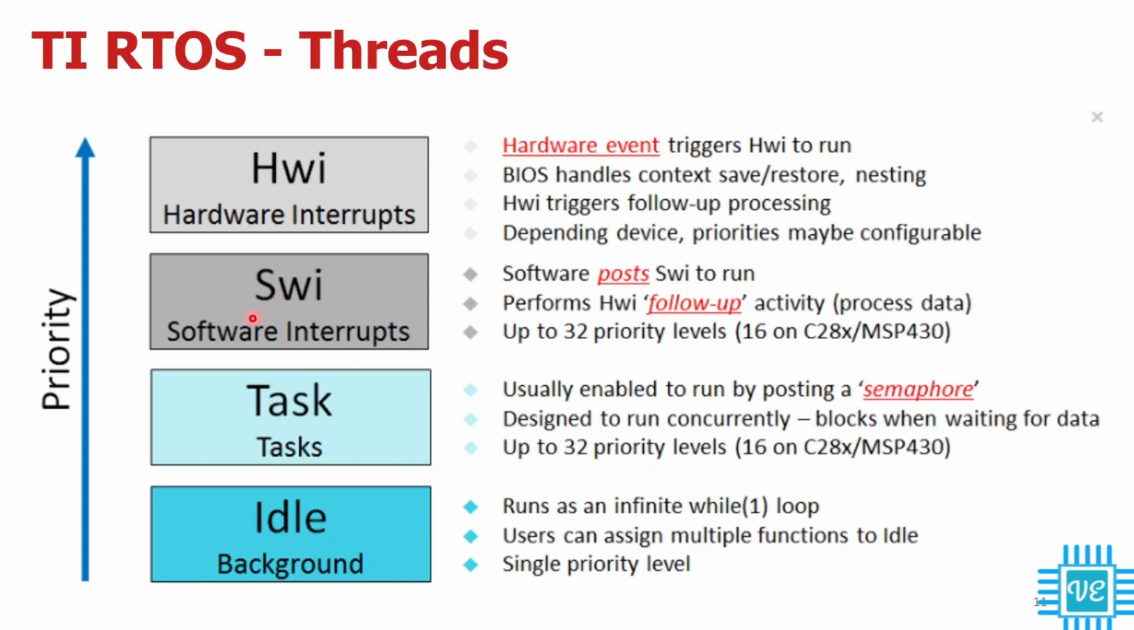So when it comes to the software interrupts, basically software posts the SWI to run. Okay, and then we'll see what posting means, like it will hand off kind of thing. Okay, and performs the HWI follow-up activity. And then it supports up to 32 priority levels, 16 on the C28x and MSP432 devices.